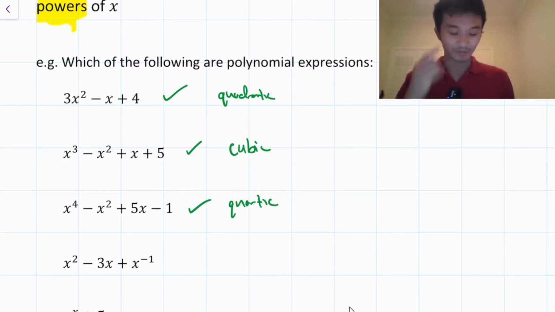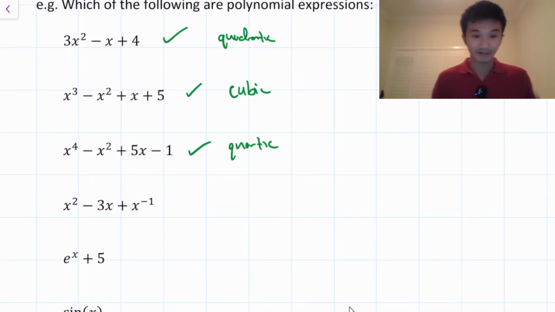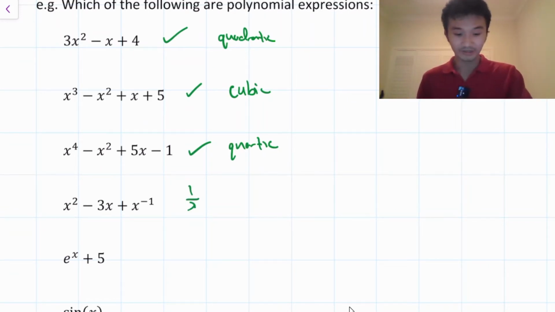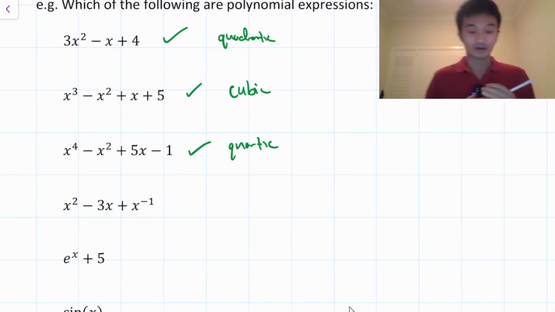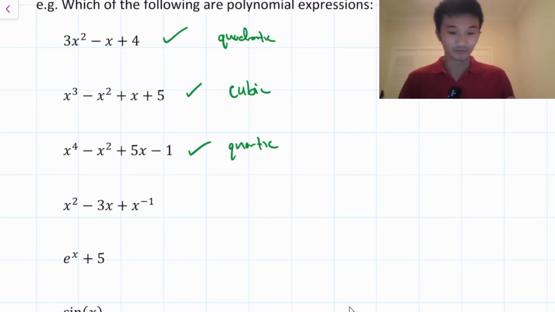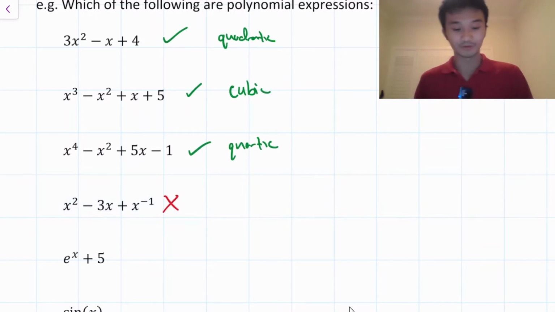The next one, though, is a little bit different because it's got x to the power negative 1 there. And x to the power negative 1, we know, is another way of writing 1 on x. So it is a negative power. That one we actually don't consider to be a polynomial.